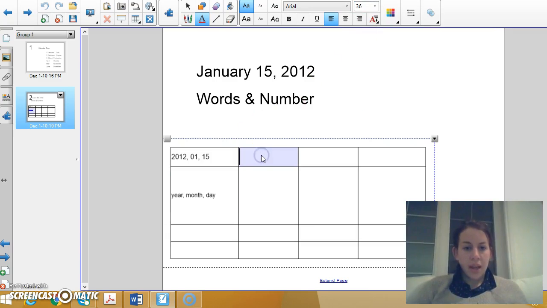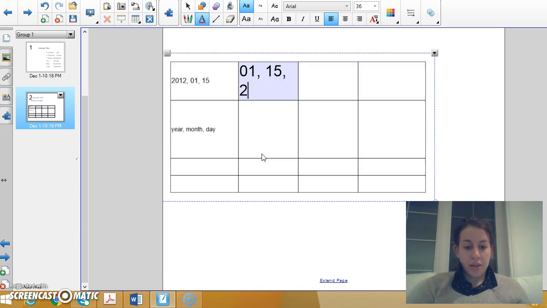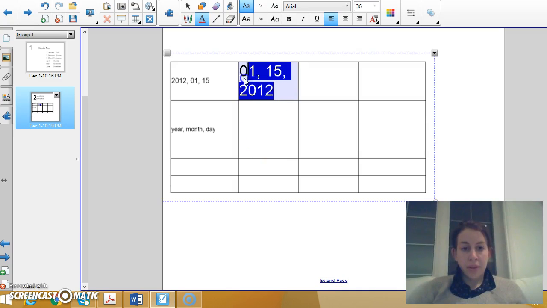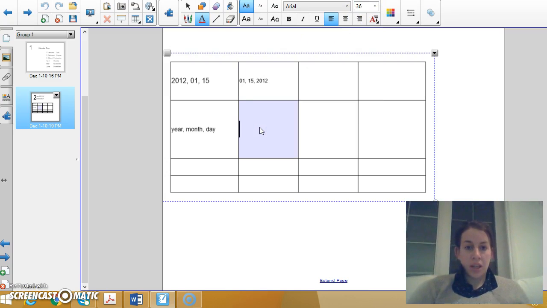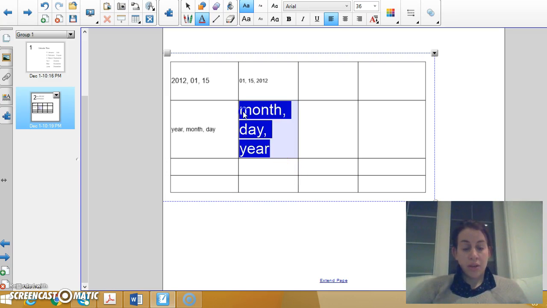Okay. I can also write it in a different way. I might write it 01/15/2012. In that way, I'm writing the month, the first month, the day, the 15th day, and the year. So I'm writing it month, day, and year.